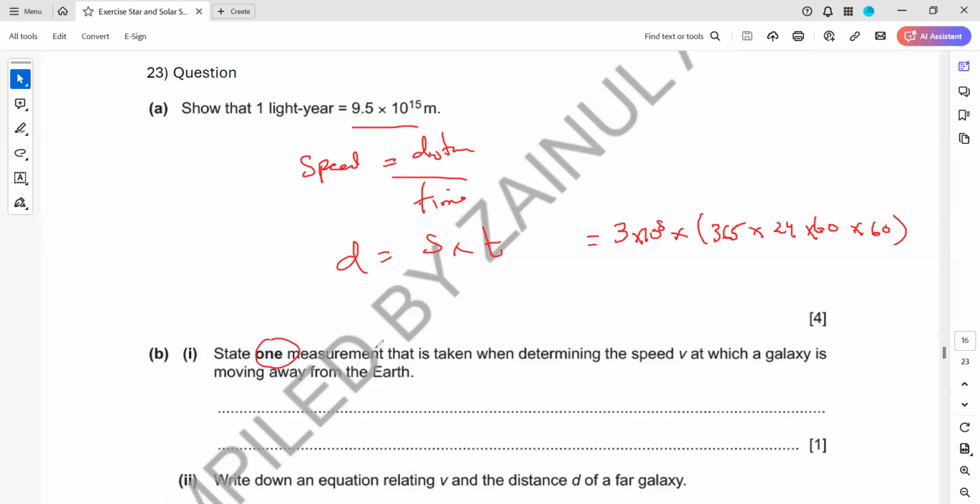State one measurement that is taken when determining the speed at which a galaxy is moving. So whenever we want the speed of the galaxy, what do we have to measure? We have to measure the redshift, or you can also say the change in wavelength. How much the wavelength changes, using that we can work out the speed at which the galaxy is moving.